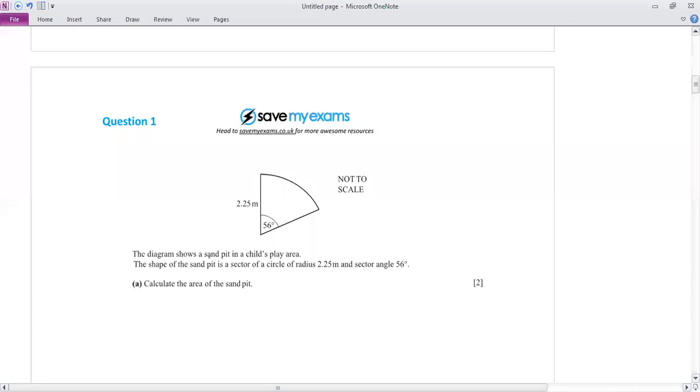The diagram shows a sand pit in a child's play area. The shape of the sand pit is a sector of a circle of radius 2.25 and angle this. Calculate the area of the sand pit.